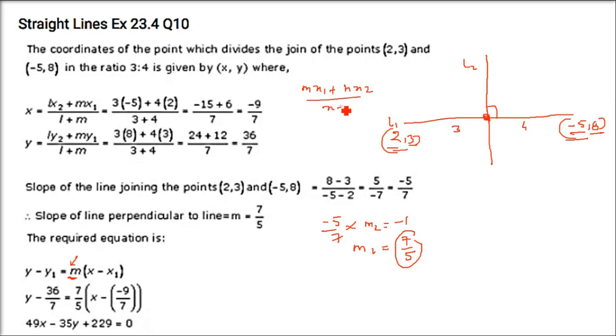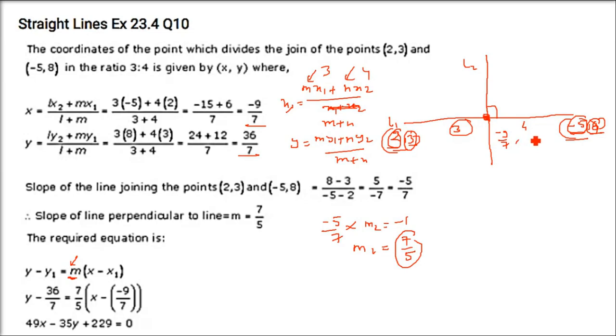So the x coordinate of the point where it is cutting is (mx1 plus nx2) by (m plus n), and the y coordinate will be (my1 plus ny2) by (m plus n). M you are going to put 3, n you are going to put 4. In place of x1 you put 2, y1 y2 as 3, 8, x1 x2 as 2 and minus 5. You get minus 9 by 5 and 36 by 7.